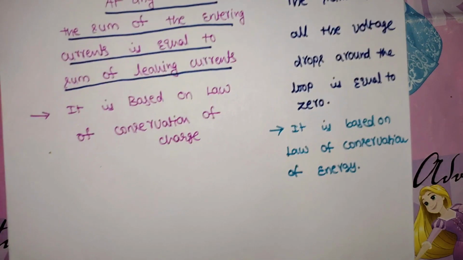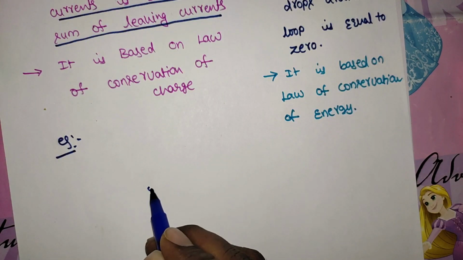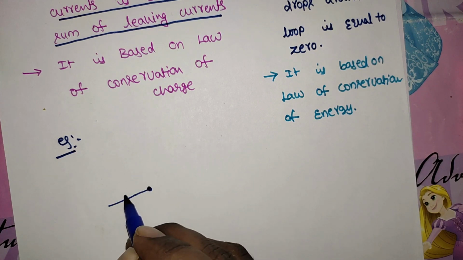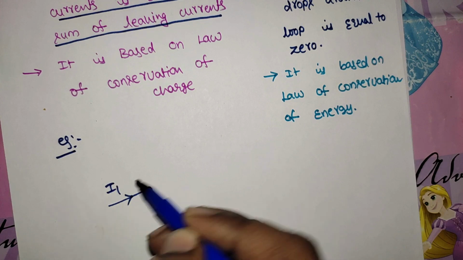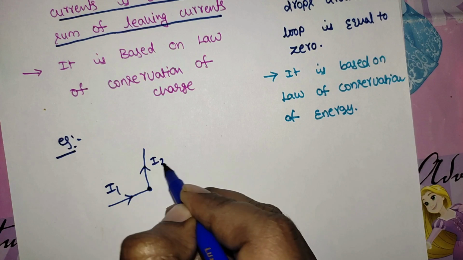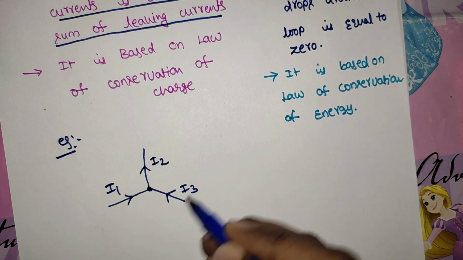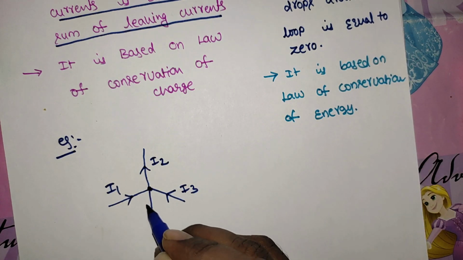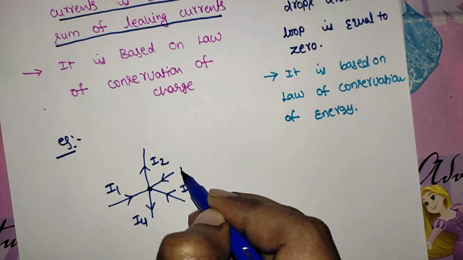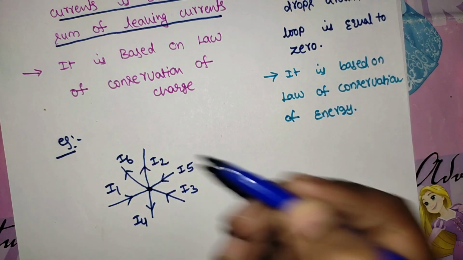Suppose you can see one example here. Observe, this is the junction I am going to take. This is the junction point. Here current I1 is entering. This current I2 is leaving. Here one more current I3 is also entering. Here I4 is leaving, and here I5 is entering, and here I am taking I6 is leaving.